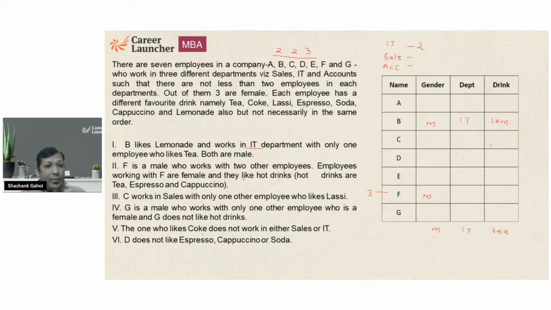And the females with whom he is working, they like hot drinks. And what are the hot drinks? Tea, espresso, and cappuccino. Now tea is not a possibility, and why not? Because tea is liked by the person who is in IT. So in the department that F is working in, the 2 females working with F are going to like either espresso or cappuccino. Now, which one it is, I don't know.